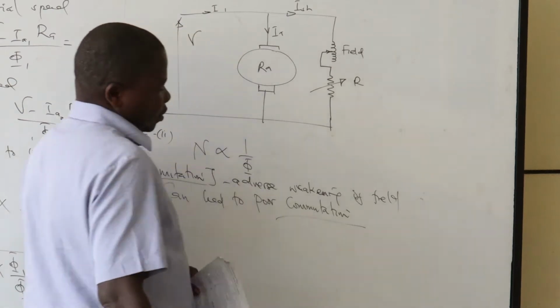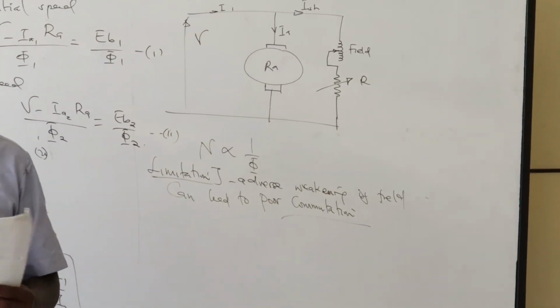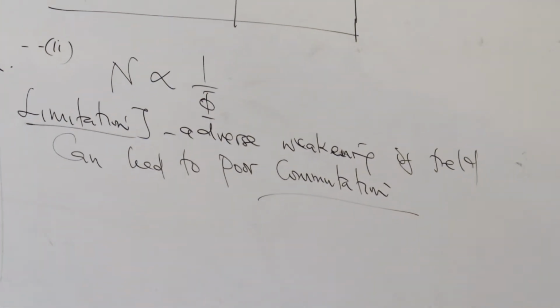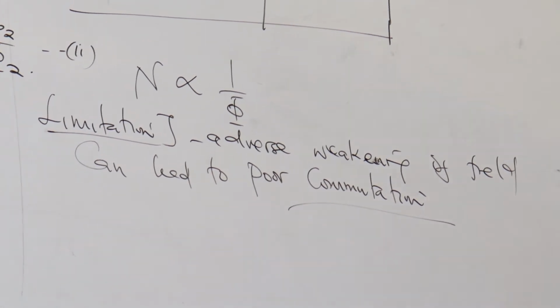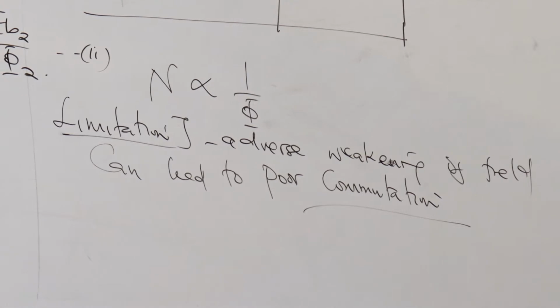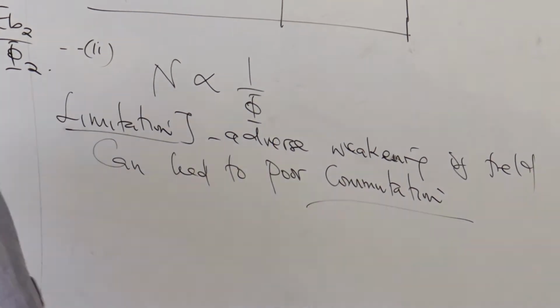Can lead to poor what? Commutation. I don't know whether I have defined commutation. You need to understand what is commutation in DC. Very important. So what is that commutation?